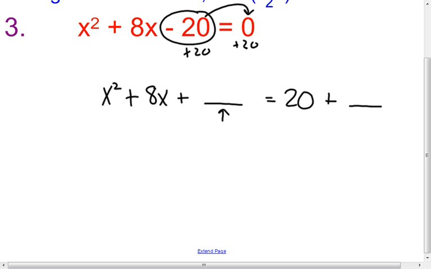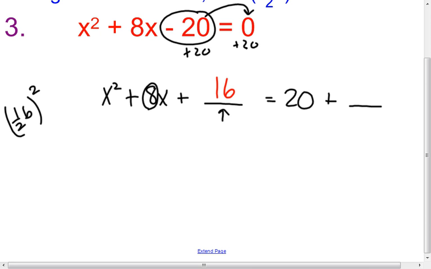So half of the middle number, which is 8 right here. The middle number is 8, and half of that is 4. So I take half of b and I square that quantity. Half of 8 is 4, and when I square 4, I get 16. That's what's going to go right here.